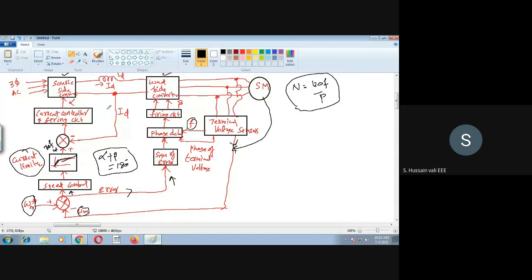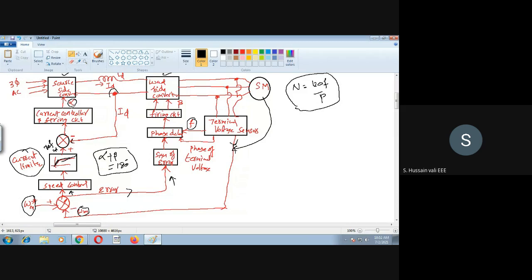That reference current will be compared with the actual current. So you may have the current sensor here. From the current sensor, you sense the actual Id flowing. That will come here. Then there is an error. Then based upon the error, the current controller will produce the firing angle.